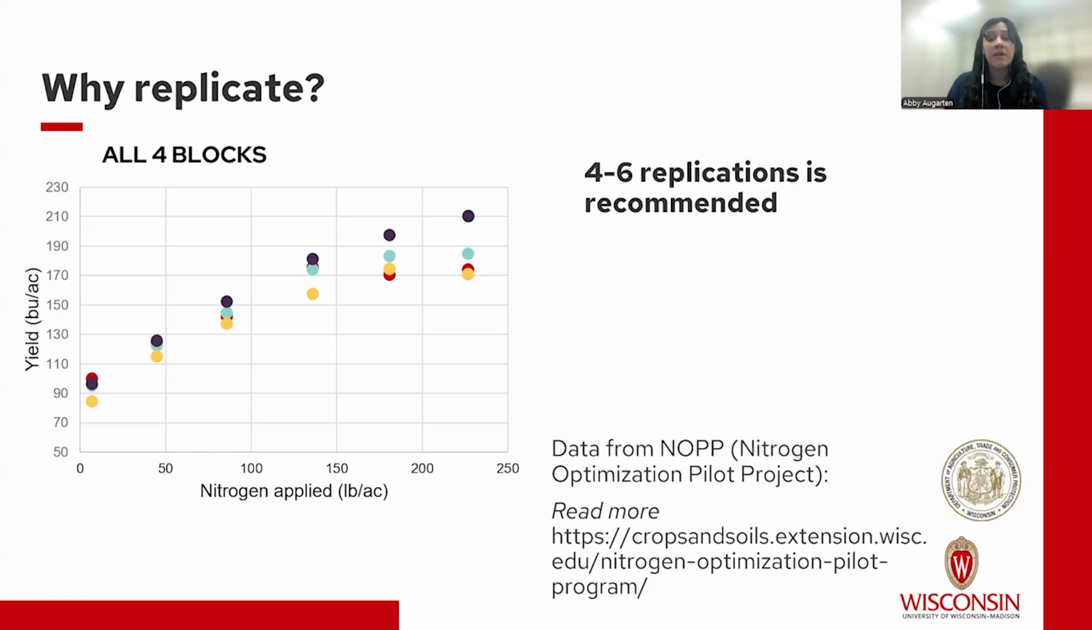So typically we recommend 4 to 6 replications. I'd say at the minimum, you could get 3 in there. That would be great. So that way, if something wonky happens, you have 1 replication to spare.